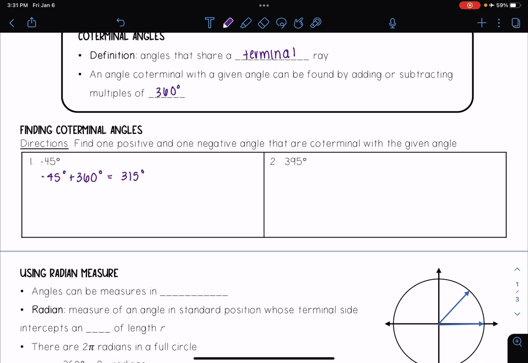Then I also want to find a negative. And so I find that I can go ahead and subtract 360 degrees. And that would give me a negative angle. And so when I subtract those, I get negative 405 degrees.